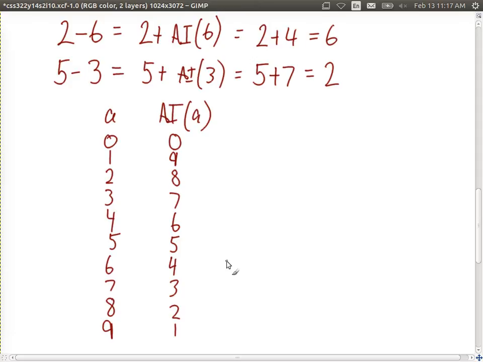Every number has an additive inverse, which means we can subtract any number from any other number in modular arithmetic. So they're easy, addition and subtraction. Let's move on to multiplication and division, the next operations. Remembering that multiplication is just addition multiple times, we just add numbers together multiple times.